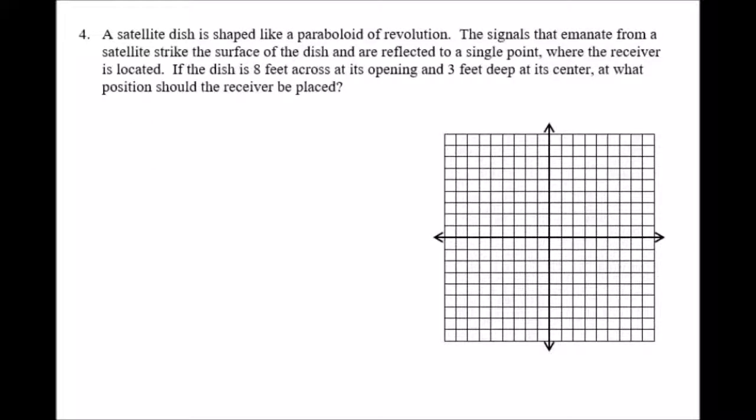Lastly, we have a word problem. We are told that a satellite dish is shaped like a paraboloid of revolution. This means that you take a parabola and you rotate it so that you get a 3D object, which would be like a satellite dish. The signals that emanate from a satellite strike the surface of the dish and are reflected to a single point.